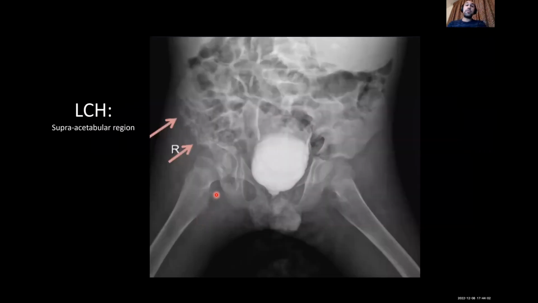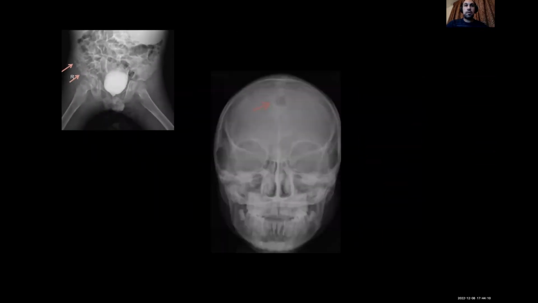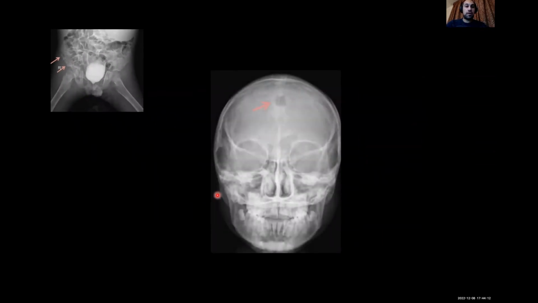Next is Langerhans cell histiocytosis. When you say this, it is almost a systemic disease. Okay, you have to search the skull for the lytic lesion. What is the name of the lytic lesion in the skull? In the chat. Button sequestrum. Yeah, great.